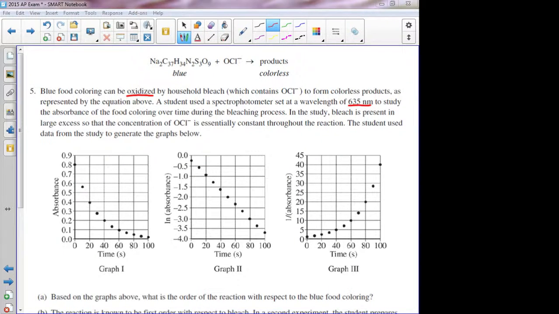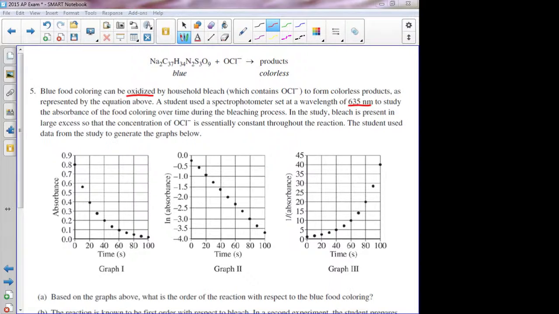So as long as there's blue food coloring in there, what should the wavelength do? It should be absorbed into the food coloring, right? And as the bleach takes away that blue food coloring, the wavelength should eventually just what? Pass straight through as it becomes colorless, right? So that's when we would say the absorbance was 0 when it passed straight through, correct?